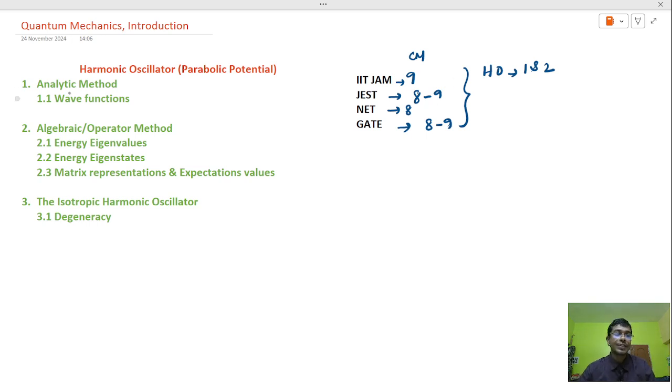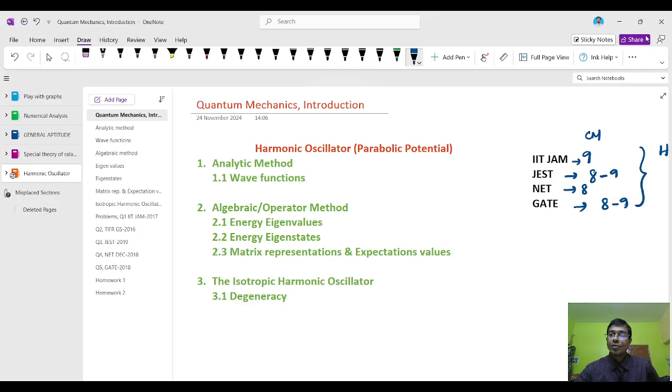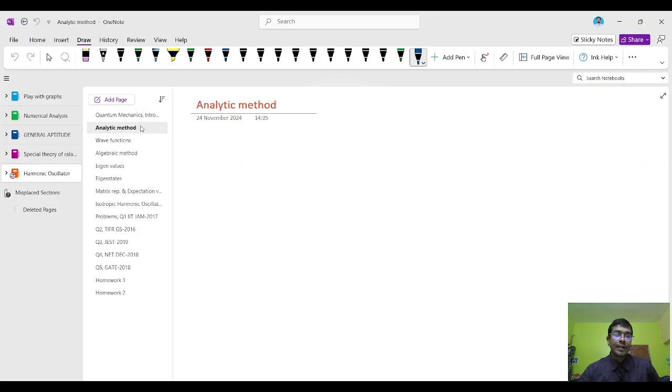So basically we will discuss first the analytic method and the wave functions, then the algebraic and operator method, which has basically three parts: energy eigenvalues, energy eigenstates, and matrix representation and expectation values. The third one is the isotropic harmonic oscillator and the degeneracy part. So our first topic is the analytical method.